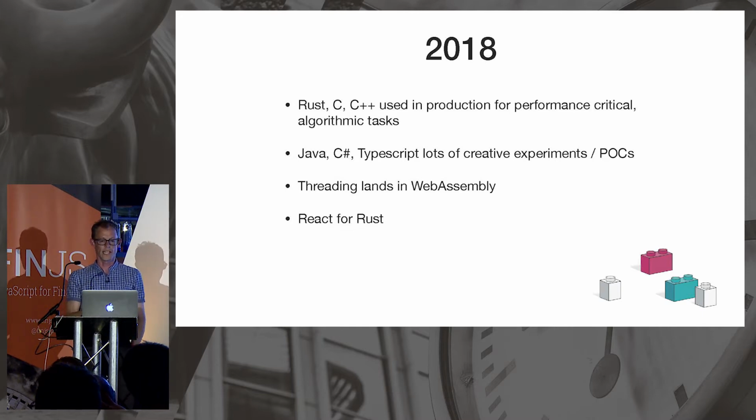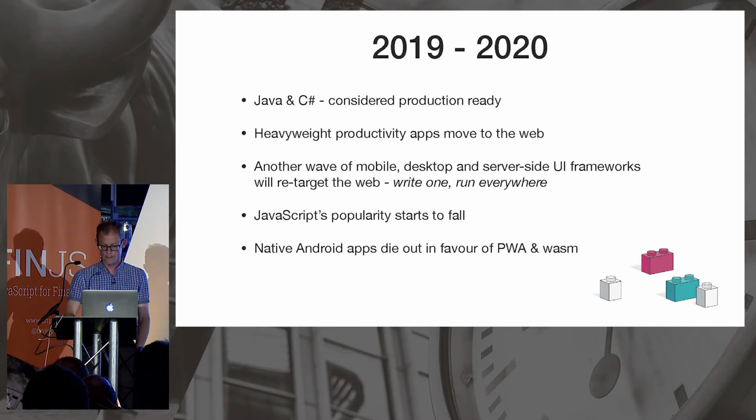We'll also start to see concepts that are being developed in the JavaScript world move over into other languages. I'm sure you'll find React for Rust in the very near future. As we start looking a little bit further ahead, I have a feeling Java and C# will be considered production ready. You'll have people with backgrounds in other languages considering themselves first-class citizens within the web. Heavyweight productivity apps will move to the web.